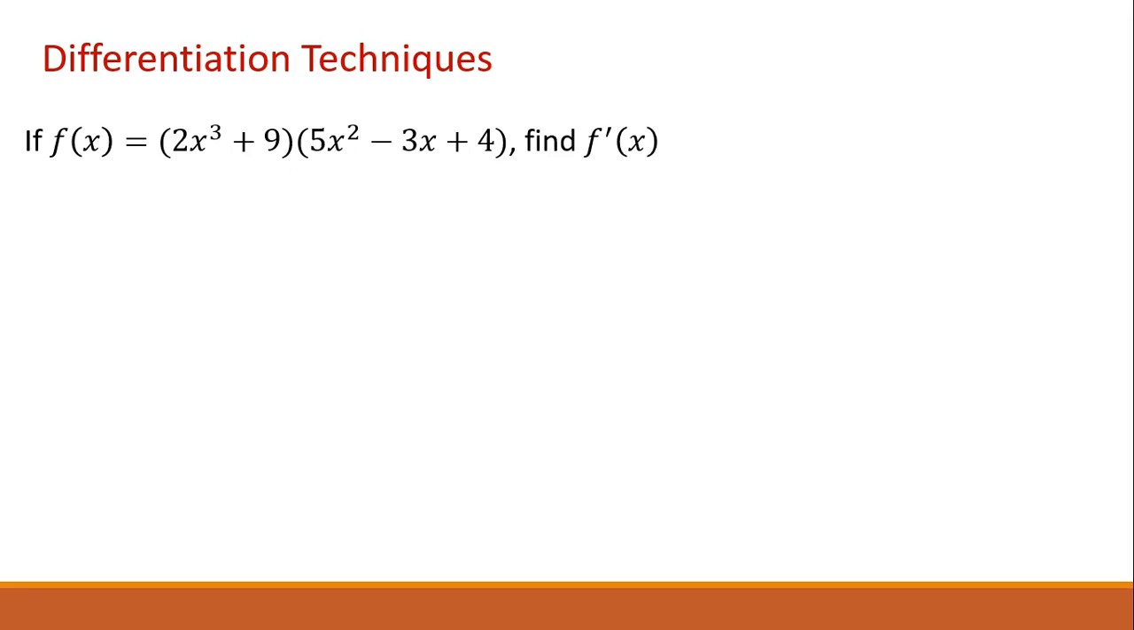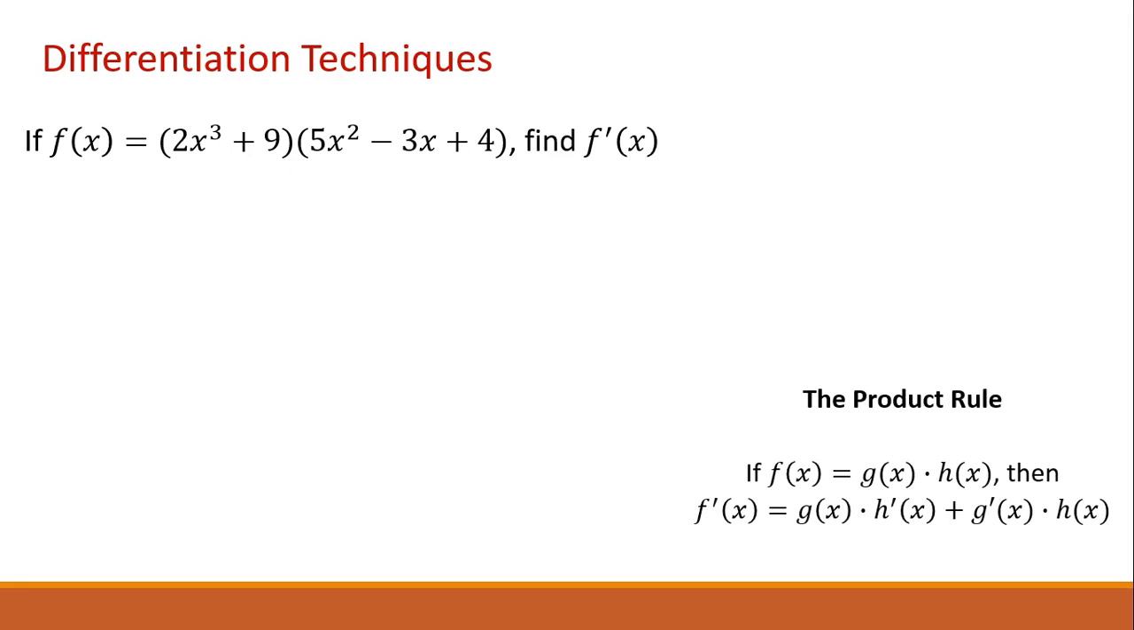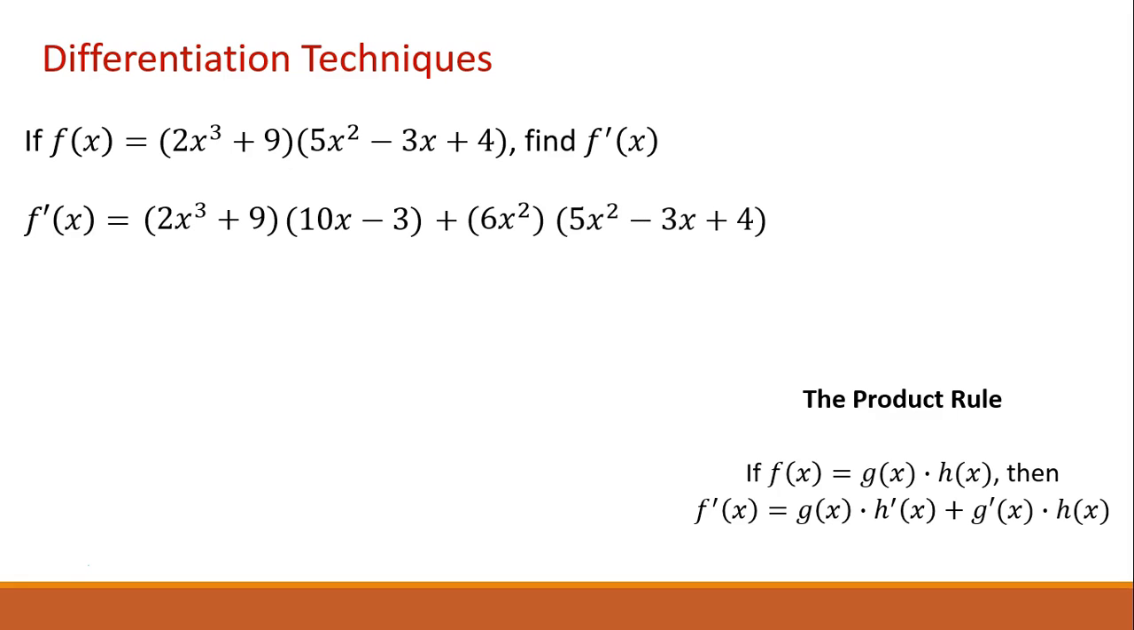So let's try this. Our function looks a little more complicated, but you'll notice that it still is a product of two other functions. So in order to use the product rule, we're going to take the first of those factors, 2x cubed plus 9, times the derivative of the second factor, plus the derivative of the first factor. So the derivative of 2x to the third plus 9 is 6x squared, times the second factor.